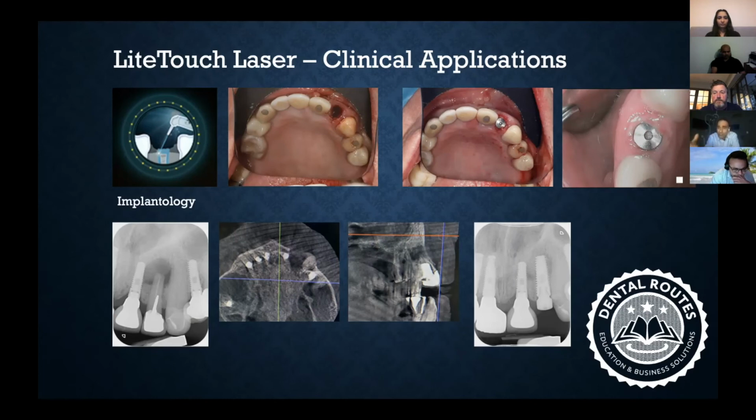Once the granulation tissue was removed, we augmented it with collagen and bone, and then placed an implant straight away. The whole surgery was done in a very, very keyhole technique, where I haven't raised any flaps. It's only an intrasulcular incision. And we even placed the phase 2 part of the surgery, that is the healing abutment, in the same visit.